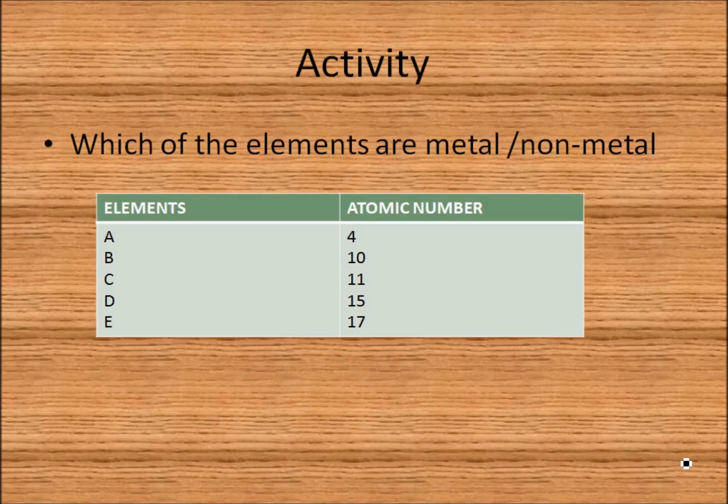So now friends, I have completed this session with the concept of valence electrons. Now it's your time to do an activity. Just let me know which are the metals and non-metals in these following elements A, B, C, D, E with the atomic numbers 4, 10, 11, 15 and 17.